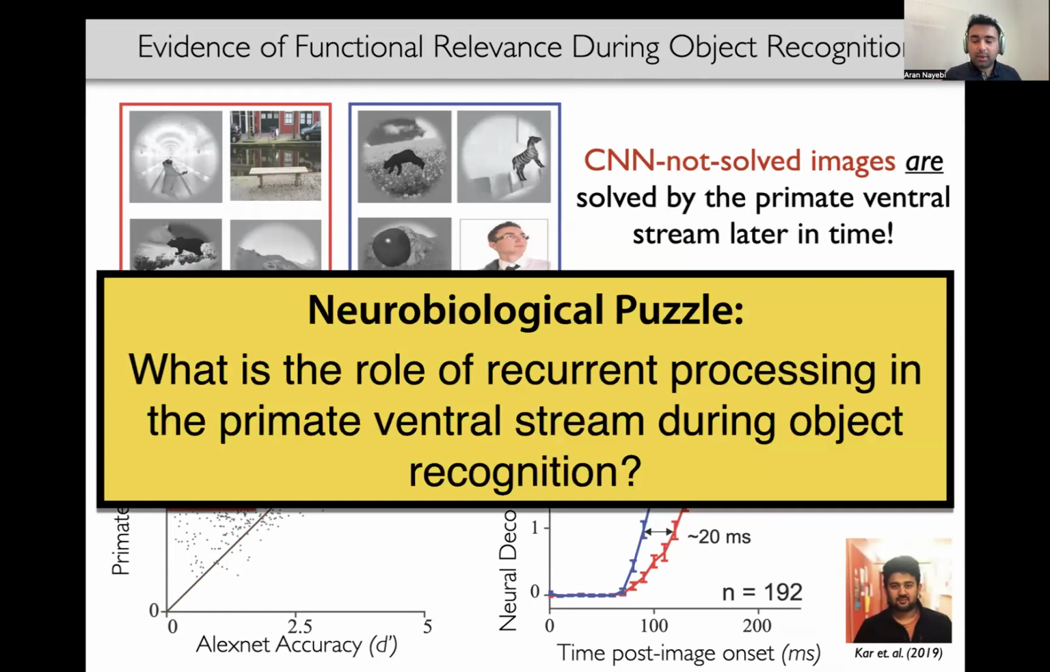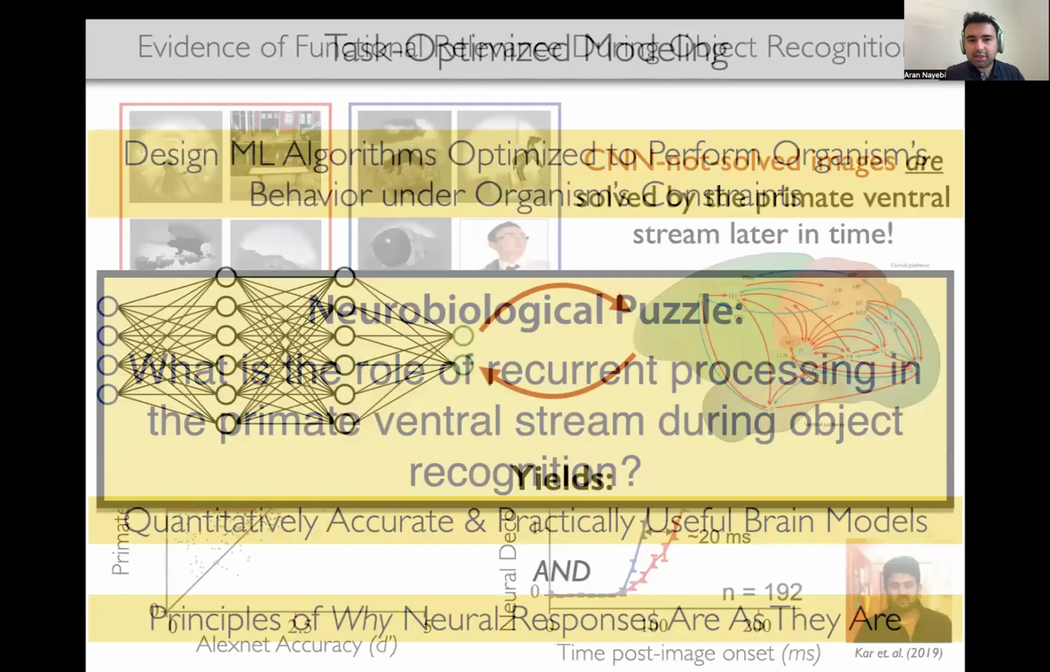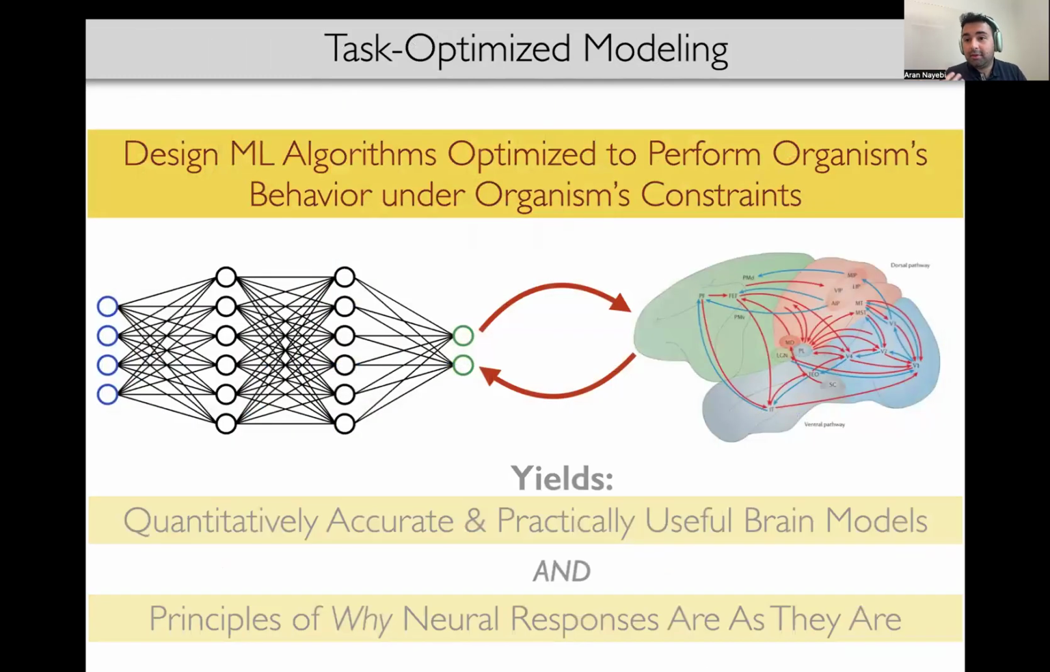So given that we know that it has some functional relevance, we want to better understand the neurobiological puzzle of this section: what is the role of recurrent processing in the primary ventral stream during object recognition? And so to get at this question, it becomes clear and very prudent to start to design ML algorithms to perform the organism's behavior under the constraints that we know that the organism faces.